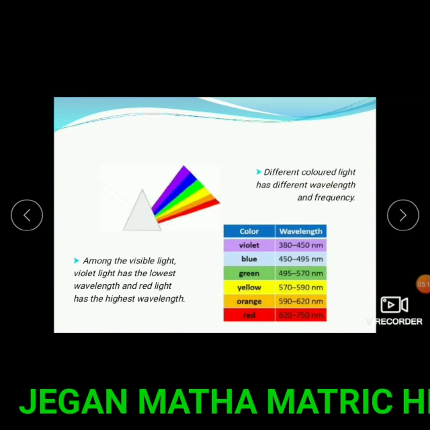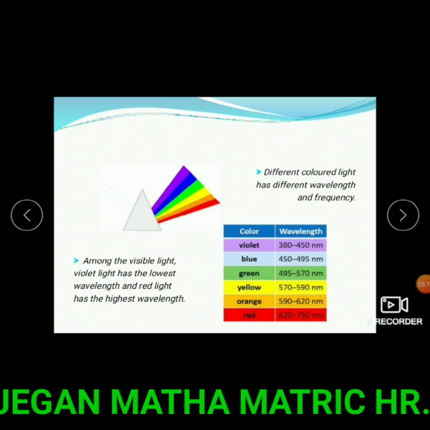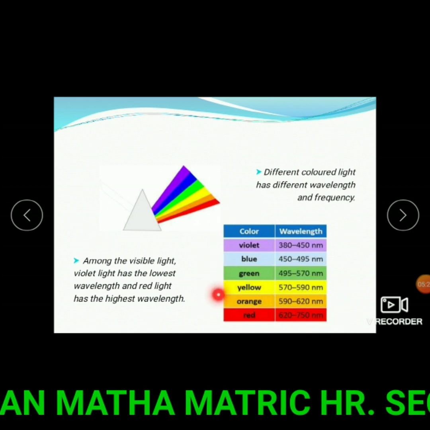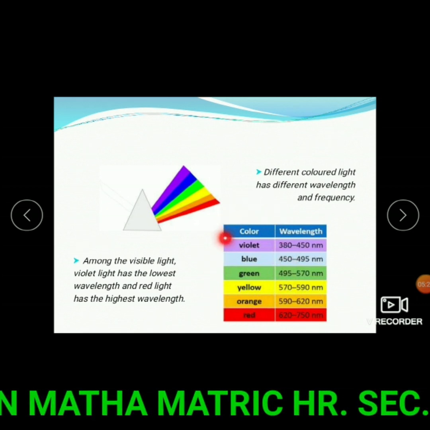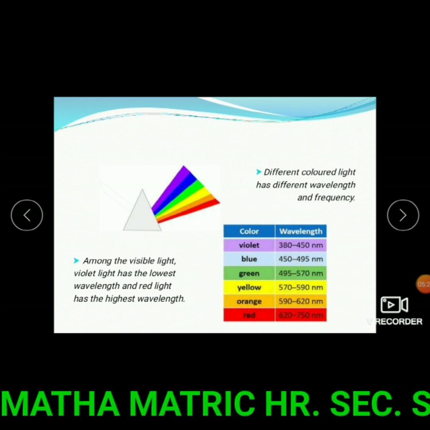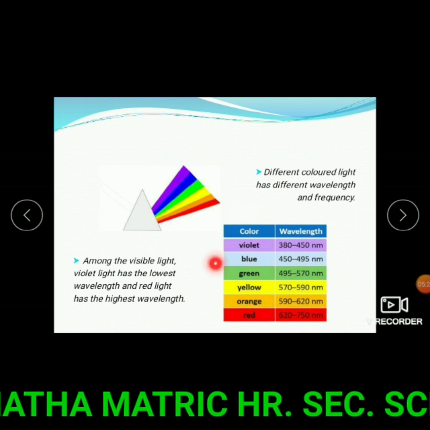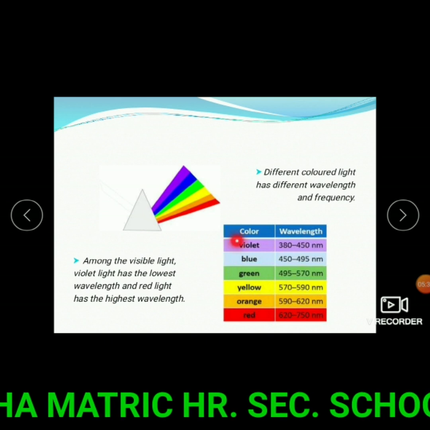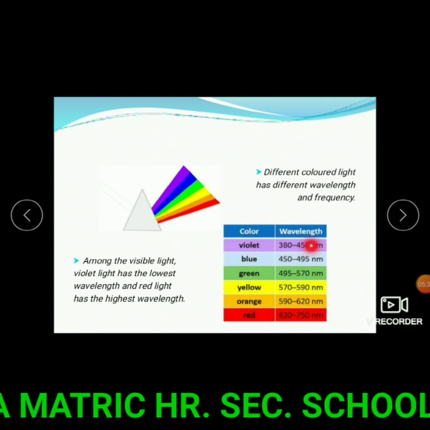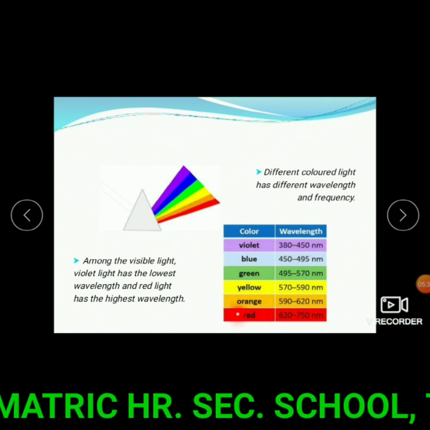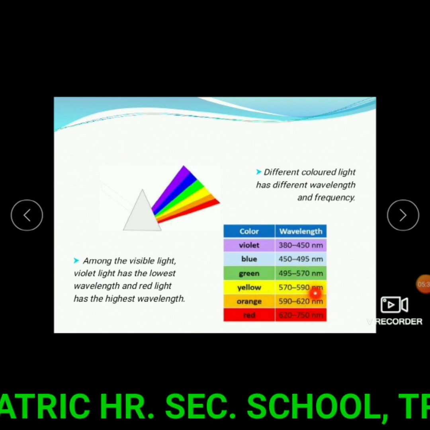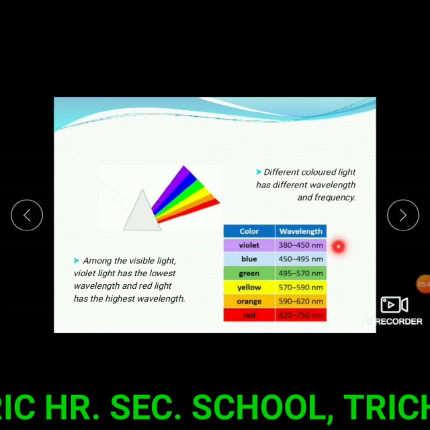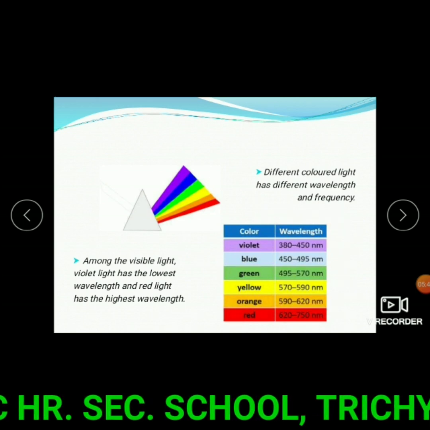So next, different colored light has different wavelength and frequency. So these are the different colors, different visible colors. So these different colored light has different wavelength. So among these visible light, violet color has the lowest wavelength and the red light has the highest wavelength. So different colored light has different wavelength and frequency.